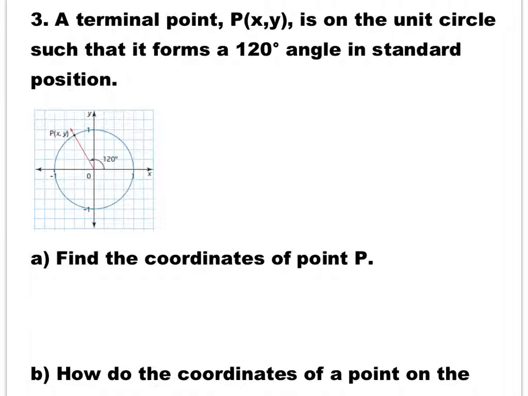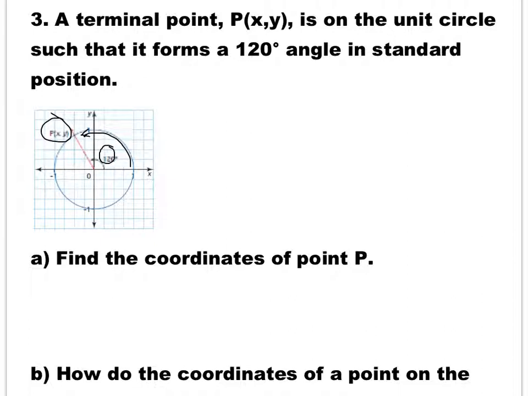Okay, the last question. You have a terminal point, again (x, y), which is shown here, on the unit circle. So we know that the radius of the circle is 1 because it says unit circle. And it forms a 120 degrees angle in standard position. So this is your 120 degrees angle in this counterclockwise rotation. The question is, what are the coordinates of P? Meaning, tell me what x and y are for the point P.